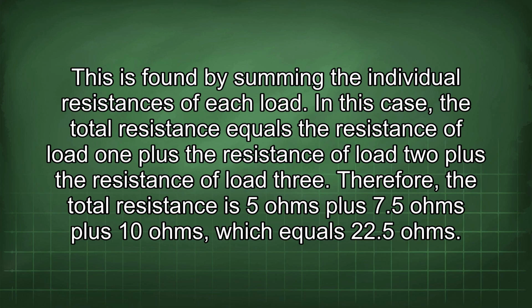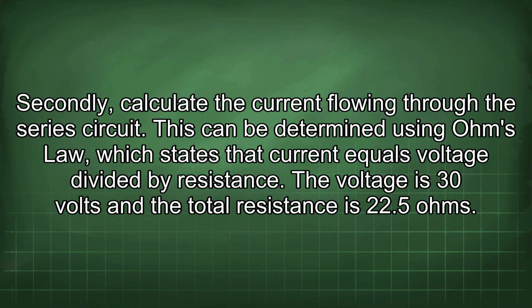In this case, the total resistance equals the resistance of load 1 plus the resistance of load 2 plus the resistance of load 3. Therefore, the total resistance is 5 ohms plus 7.5 ohms plus 10 ohms, which equals 22.5 ohms. Secondly, calculate the current flowing through the series circuit.